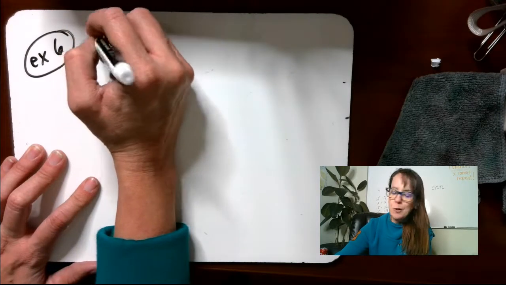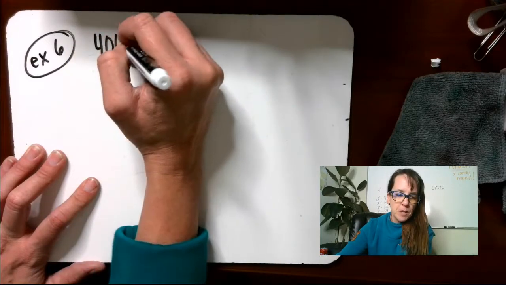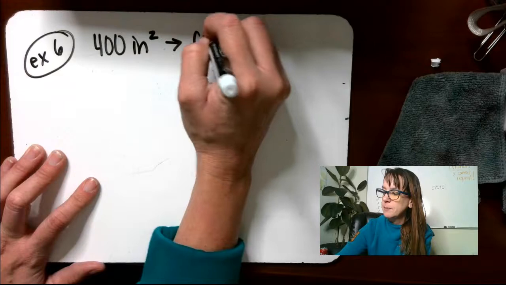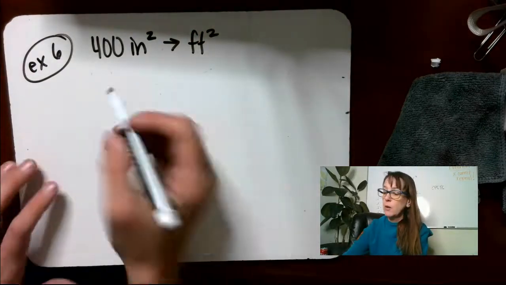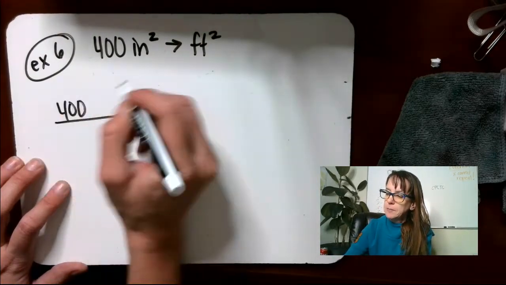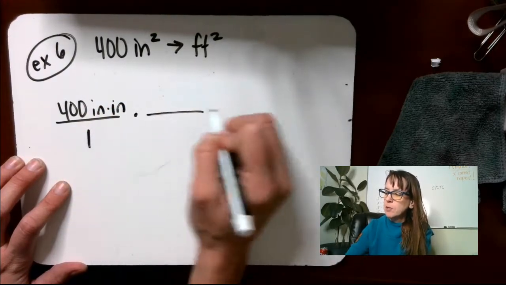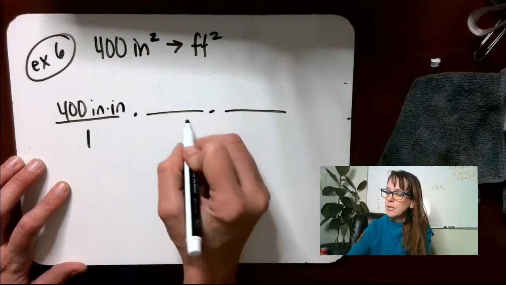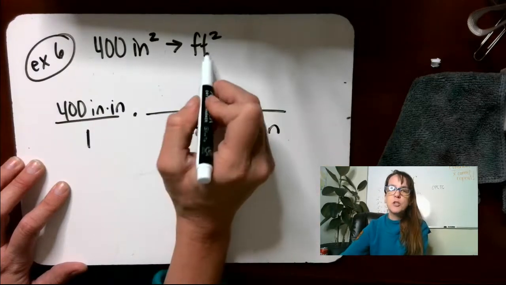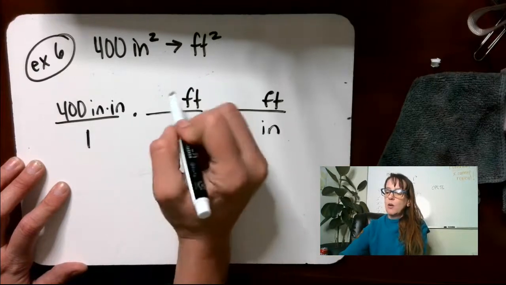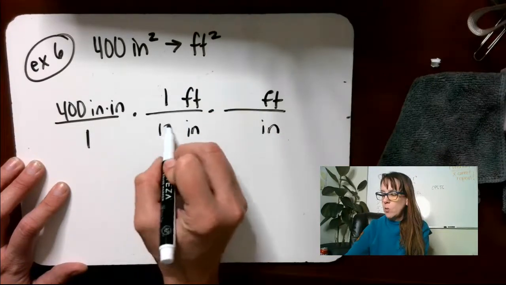Okay, so we use 2 unit multipliers to go from 400 square inches to square feet. So we start out with 400 inches times inches, which means over 1, right? Which means we're gonna have to multiply it by 2 things. Inches down here, inches down here. We're going to feet, feet. Now, in 1 foot, there are 12 inches.